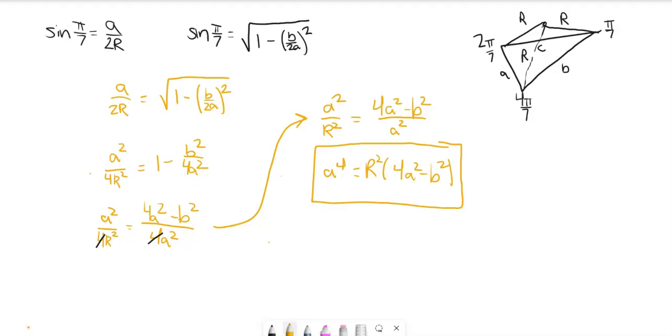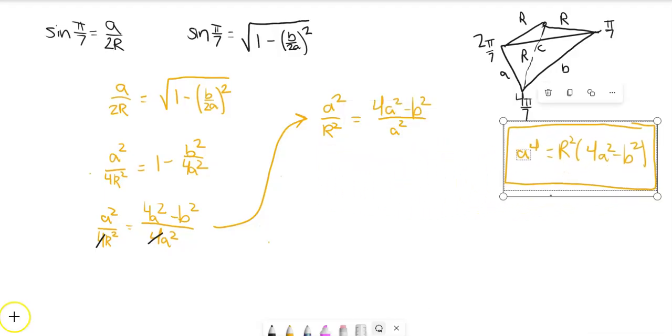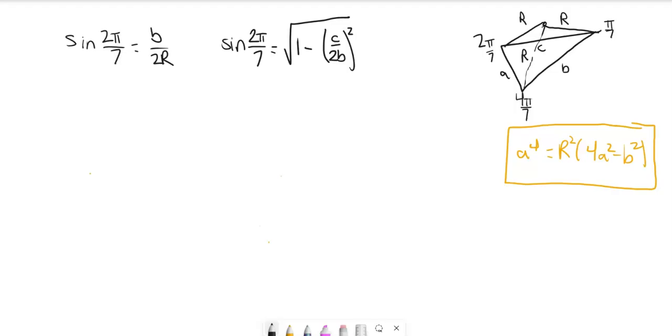just like so there. Okay, now let's move on to the next calculation. This over here. Okay. All right, now we are going to equate the different variable ratios and expressions for sine of 2 pi over 7.